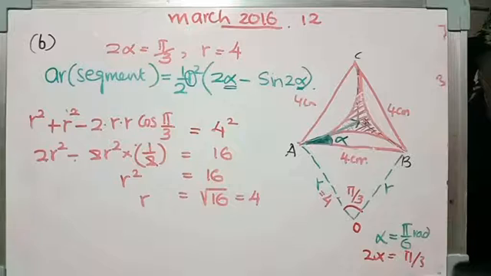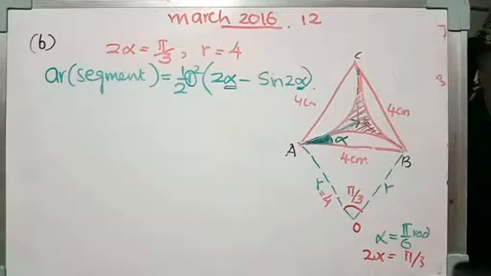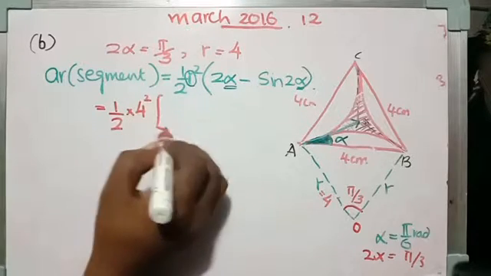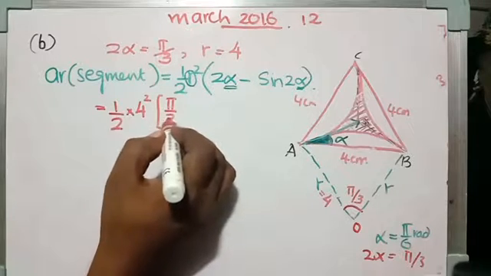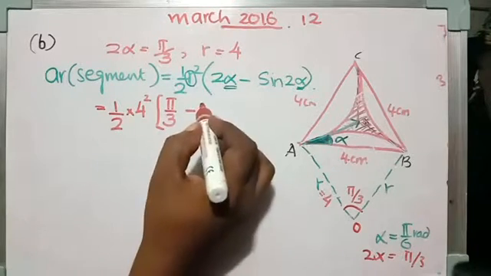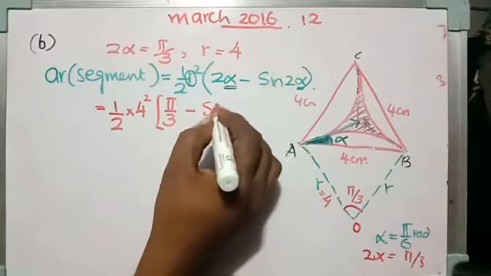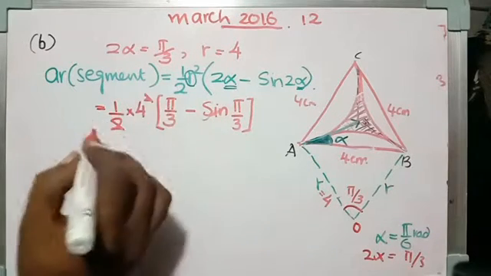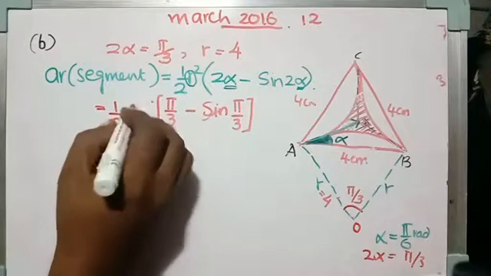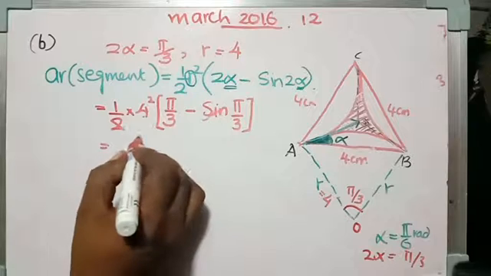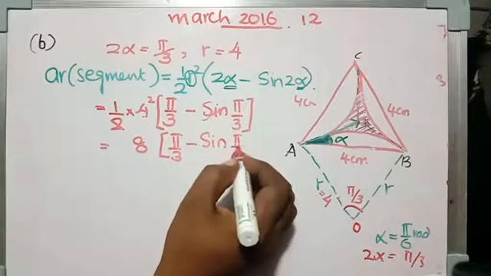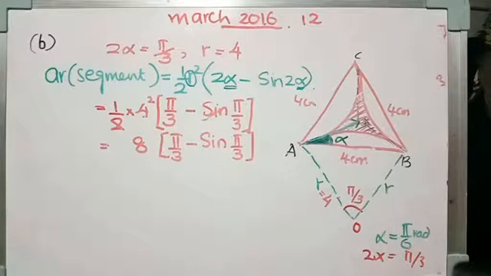So let's find the area of each segment. So area of one segment is equal to half into 4 squared into 2 alpha, which is pi by 3, minus sine 2 alpha, which is sine pi by 3. That's equal to, when we cancel, 4 squared by 2, which is 8 of pi by 3 minus sine pi by 3. This is the area of one segment.